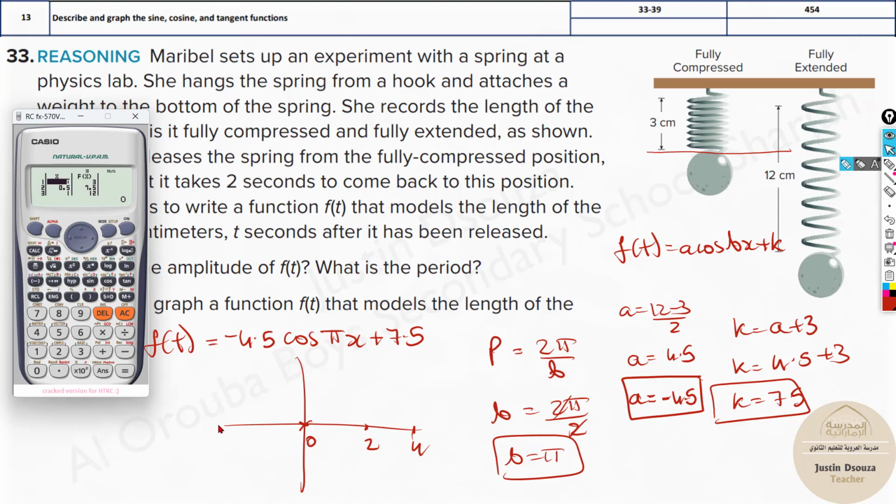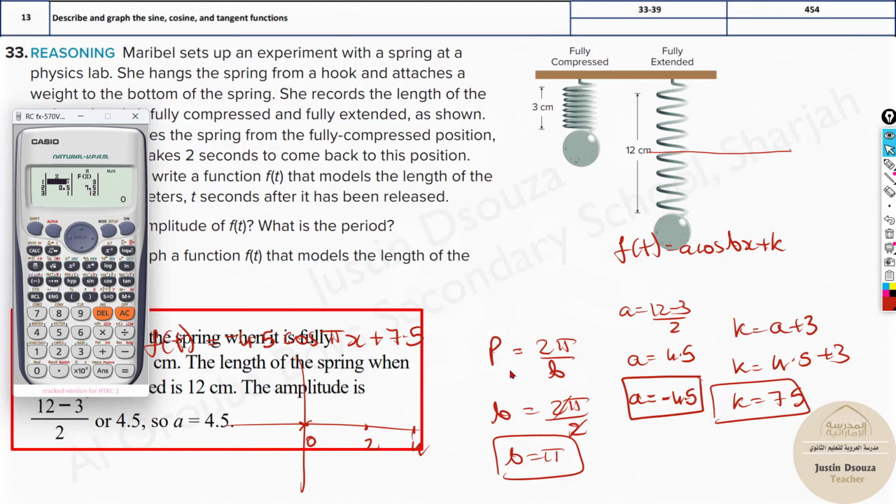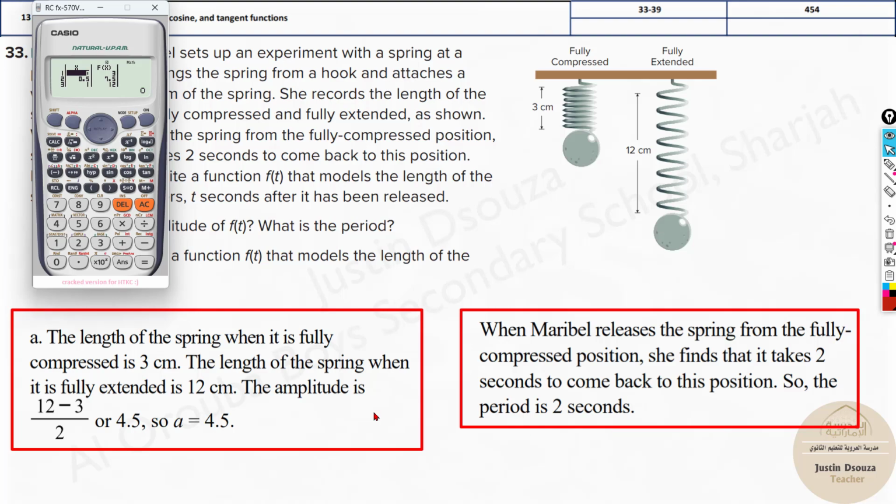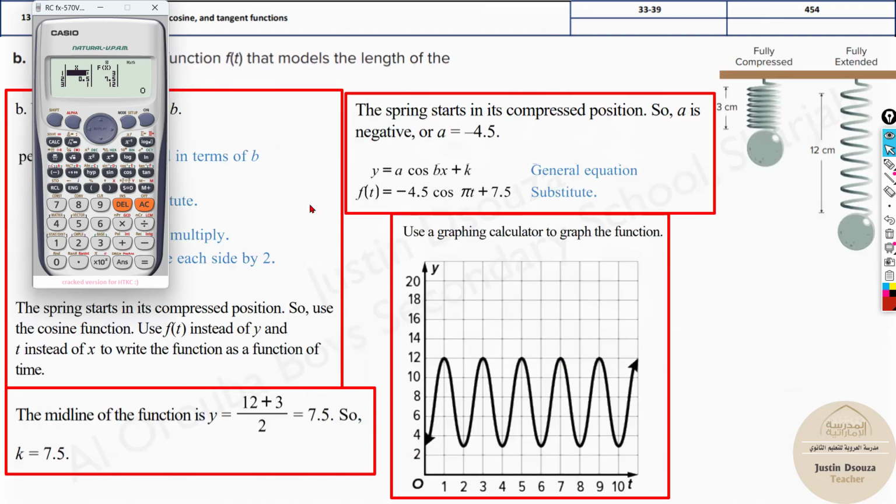So now at 0, what is the point? It's 3. Now I won't graph it by hand, it will be inaccurate. Let's just see the real graph. You can see over here the answers are given. This is how we solve it. We did the same thing, amplitude, seconds, and here's the graph.